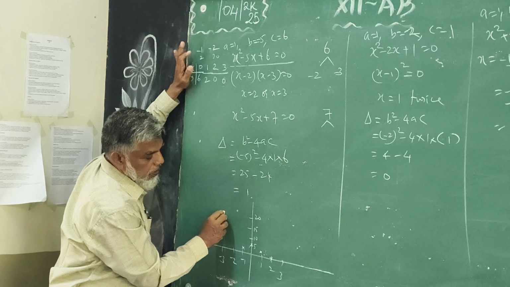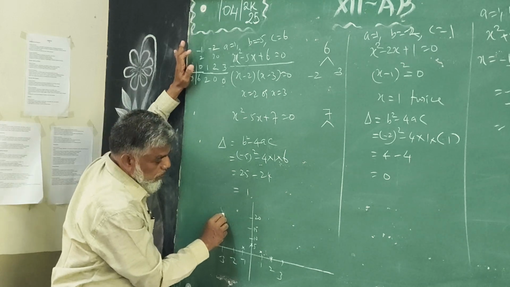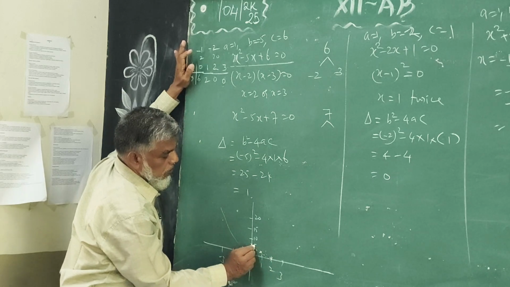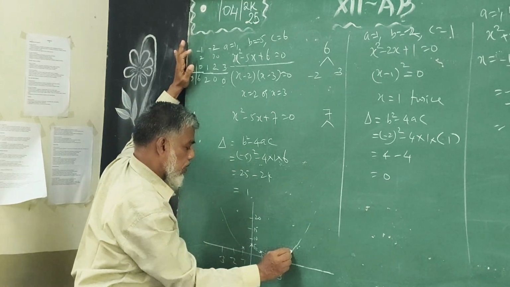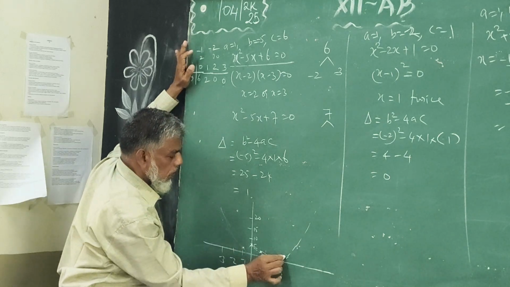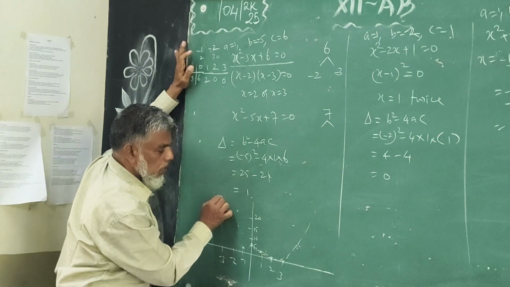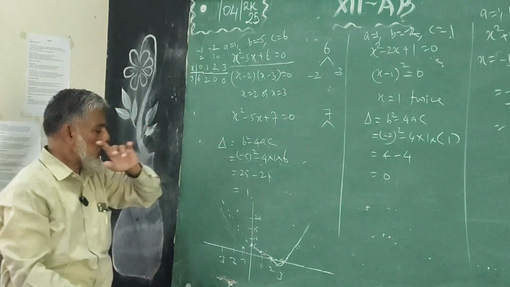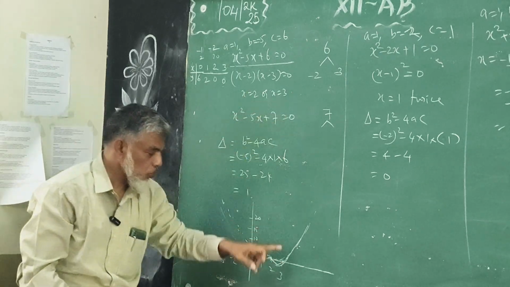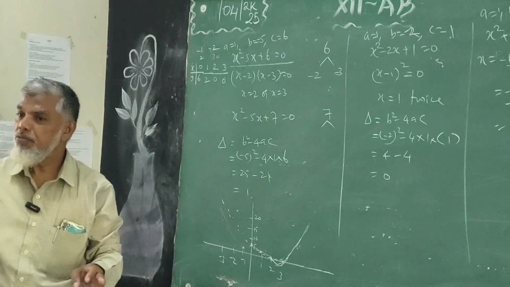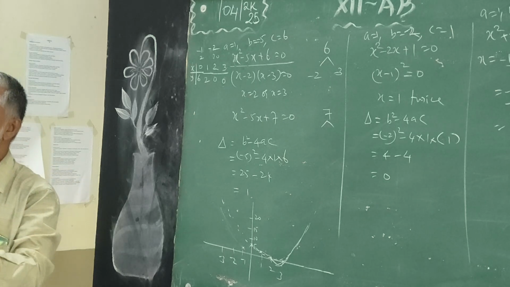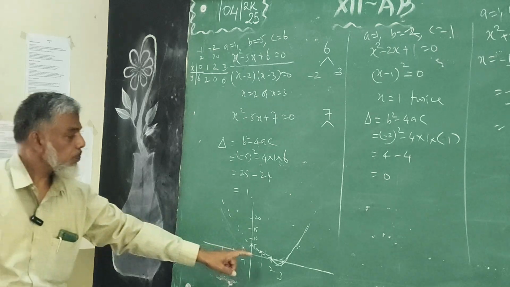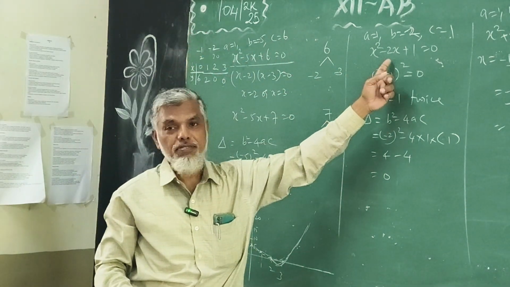You will get this figure. This is a parabola. It cuts at 2, 0 and 3, 0. Therefore, there are 2 intersecting points on the x-axis. So, this is the graph.